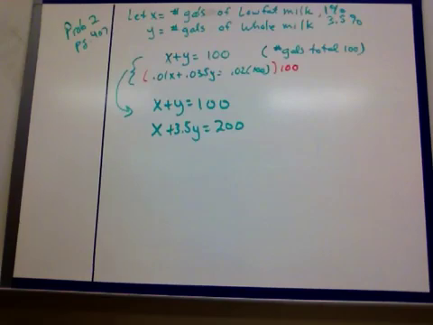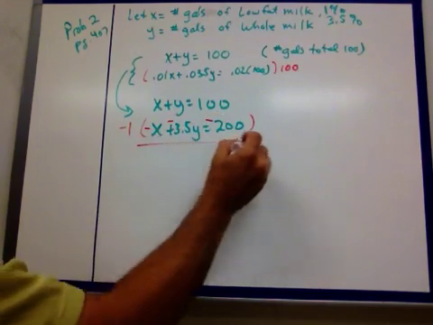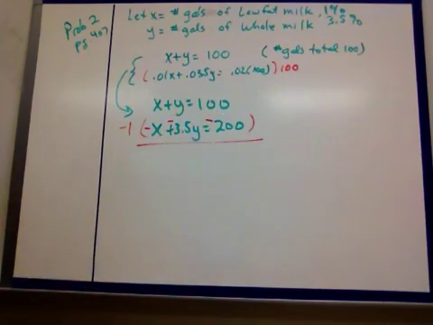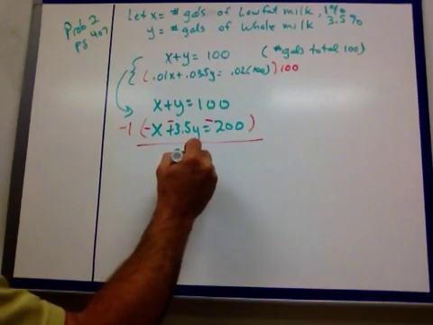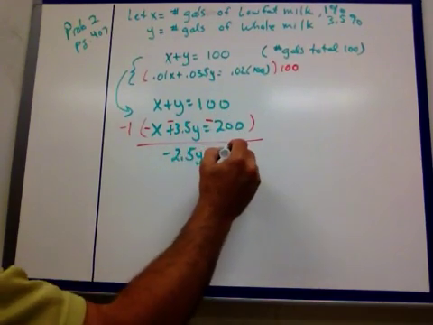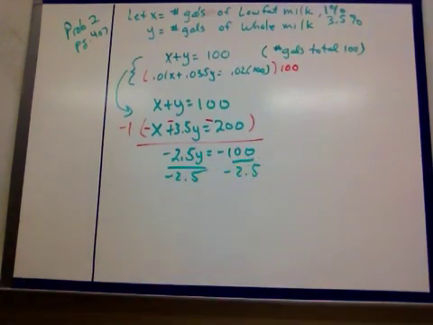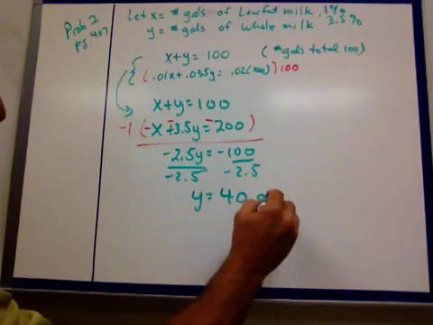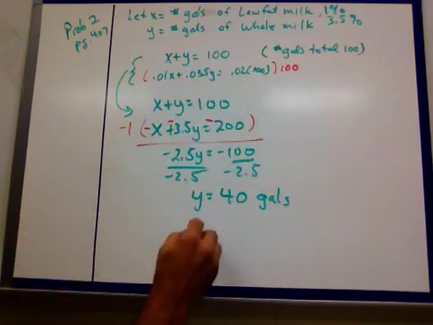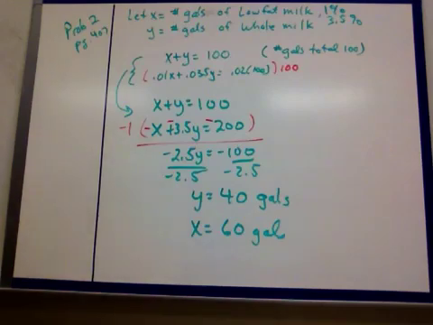Now, if I take that second equation and multiply it by -1, I change the signs on everything. The x's will cancel. 1 minus 3.5 is -2.5y. 100 minus 200 is -100. Divide out the -2.5. You better take care of your signs here, because you have to get a positive. We can't have negative gallons. So this goes in there 40 times. I get 40 gallons here. That leaves me 60 gallons of the 1% milk.